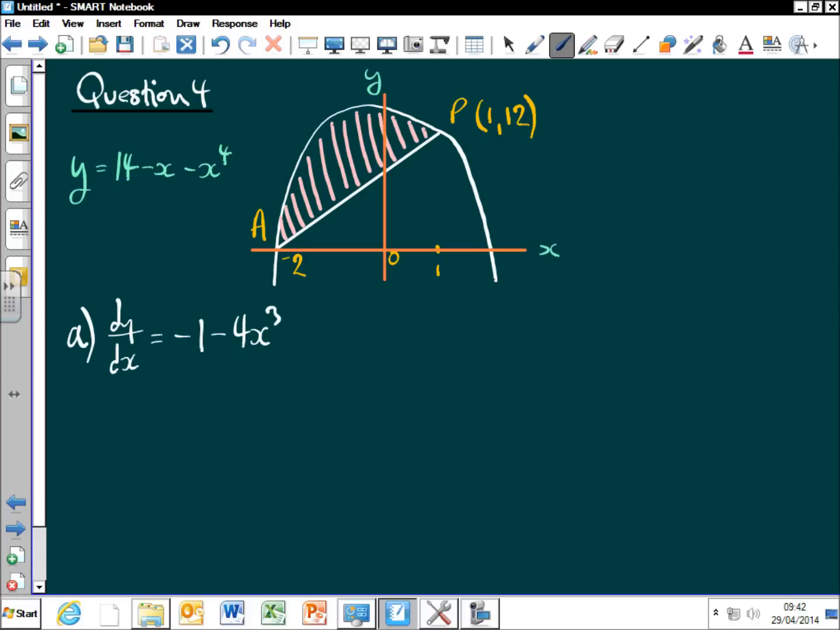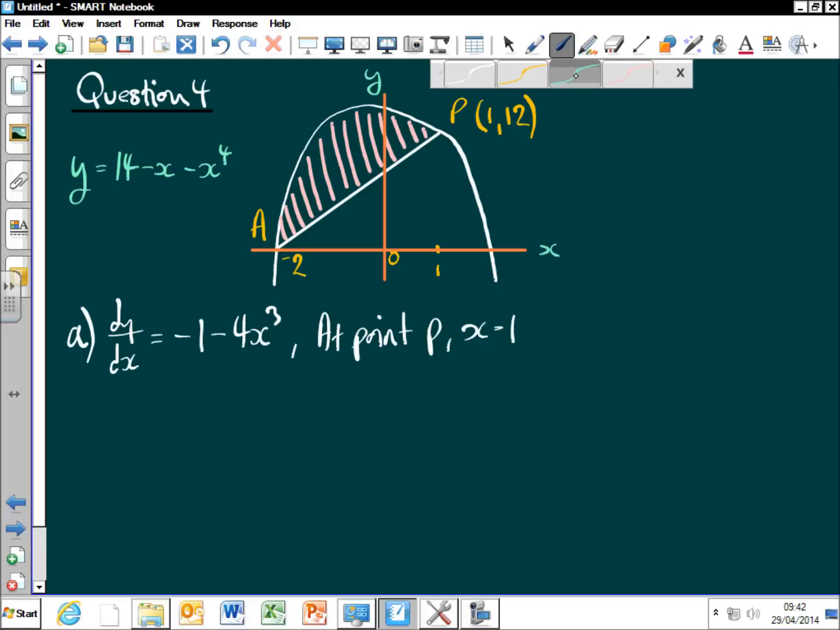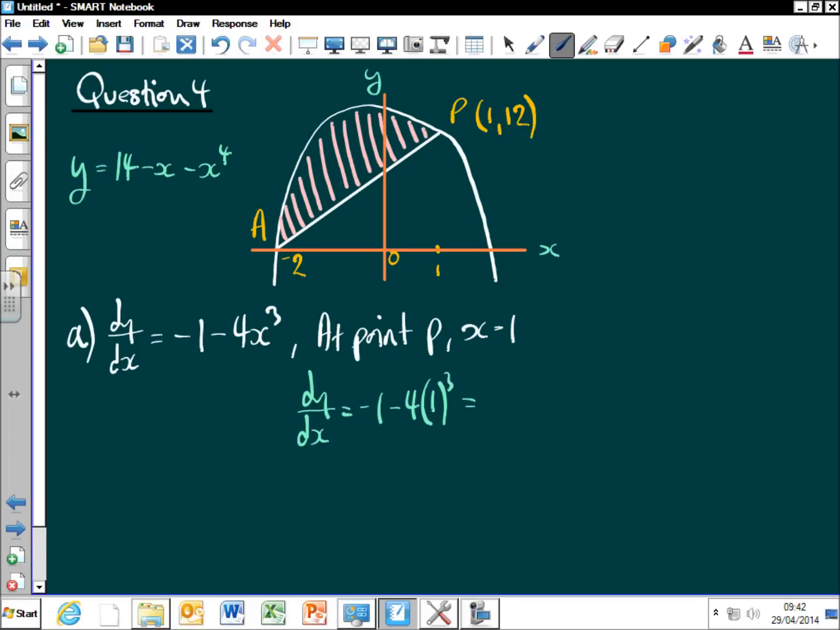Okay, and at point P, x is 1. So I sub in x as 1 because I want the gradient at that point P. So at point P, dy/dx equals -1 minus 4 times 1 cubed, and 1 cubed is just 1. So this is -1 minus 4, which is -5. Okay. So the gradient is -5.